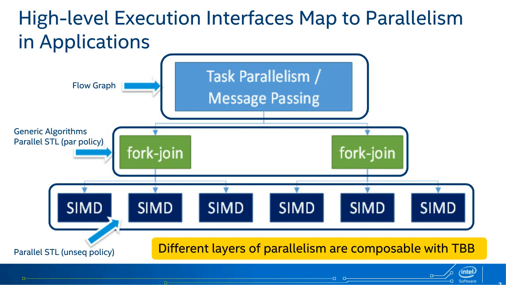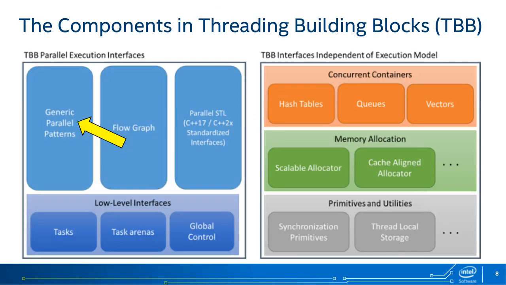And again, what is beneficial about using TBB to express all these different layers within your application is that you have one library and one thread pool on which all of this parallelism is executing. This results in composable parallelism, where you get really good, efficient execution without oversubscribing the resources on your platform. So I'm going to walk through some of the large building blocks in TBB and talk about them in more detail.